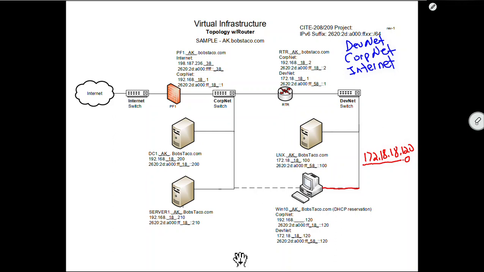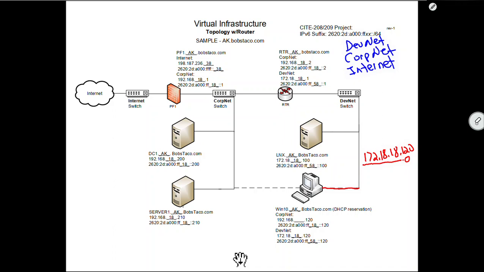So if it's good with getting to the internet and getting to CorpNet, then what about DevNet? Okay, we've got to do some work to inform PF1 about DevNet. Right now, PF1 does not know about DevNet. Even though DevNet is behind it, even though it's on a network that's after it, it doesn't know about it.